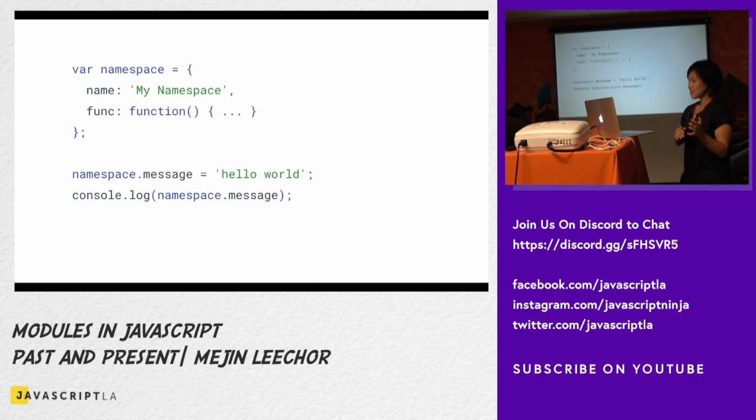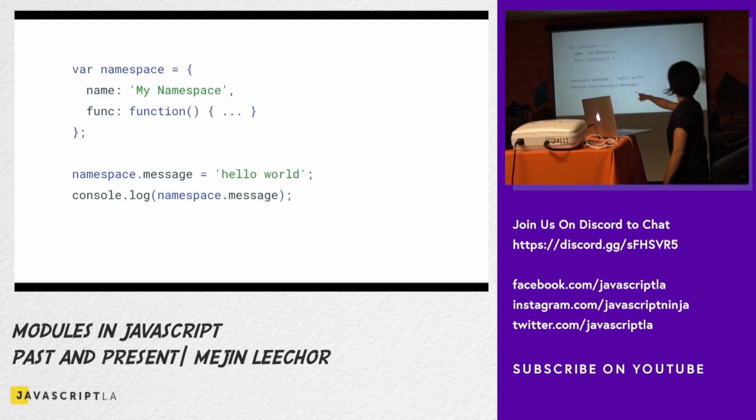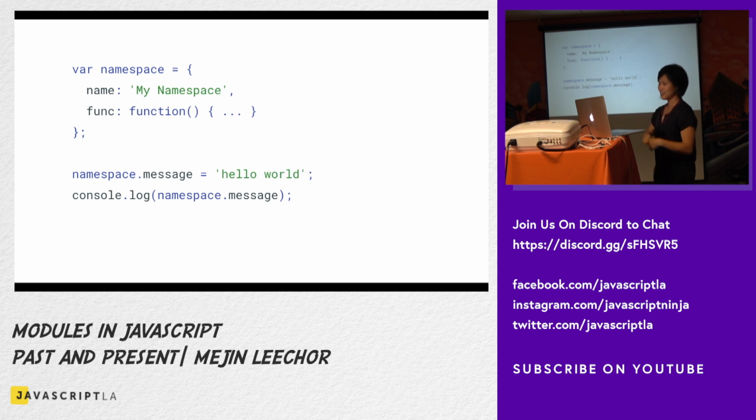So the basic structure of the namespace approach looks kind of like this. We've got an object literal here, and we've got some properties on it, some data, and some functionality. And we can assign those additional properties, additional data, while we're declaring that namespace object or after the fact, with our handy dandy dot notation.